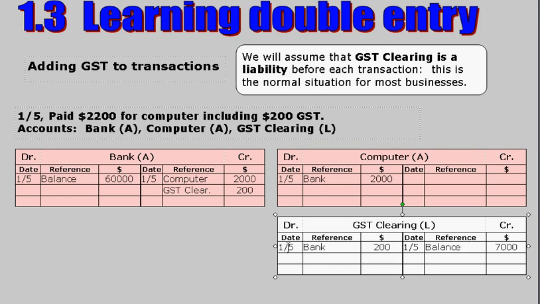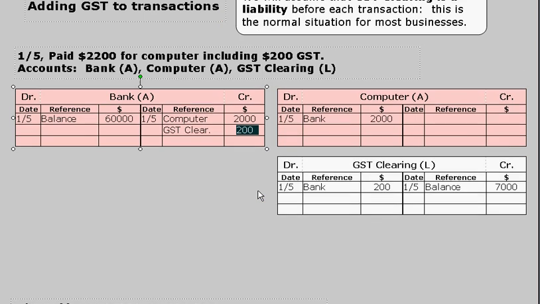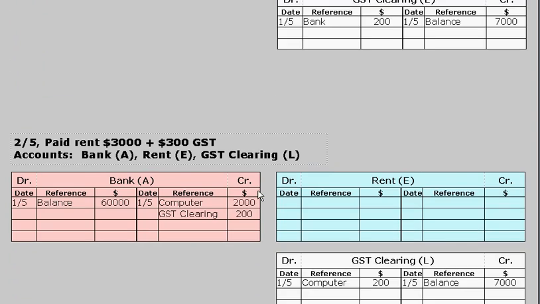So in this transaction, there's two debits. One to computer $2,000, one to GST clearing $200, and that matches with the two credits to the bank account, $2,000 there, $200 there. The total value of the debits equals the total value of the credits. So 2,000 plus 200, they're the debits, equals 2,200 credits. Let's move on to the next transaction.